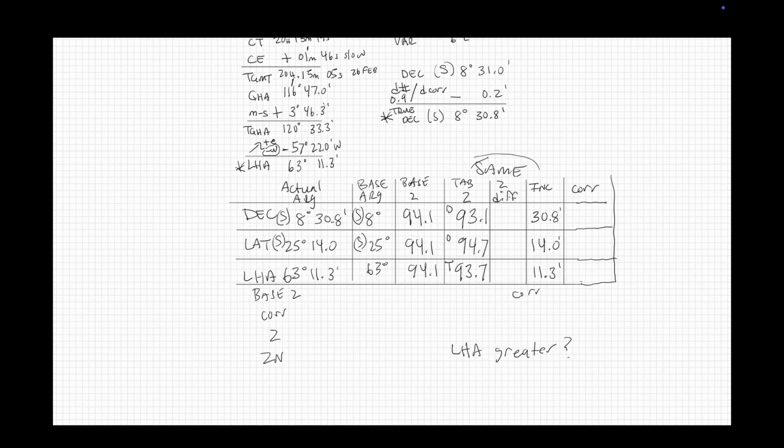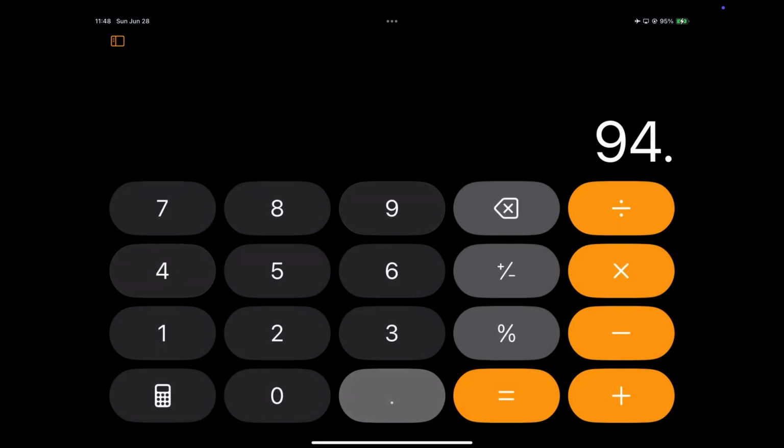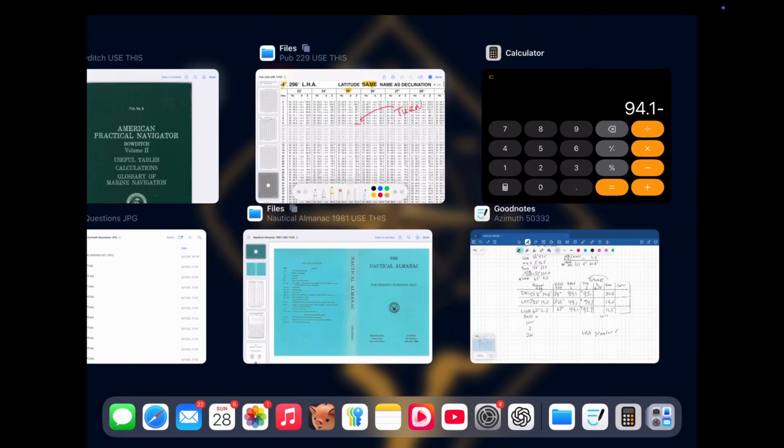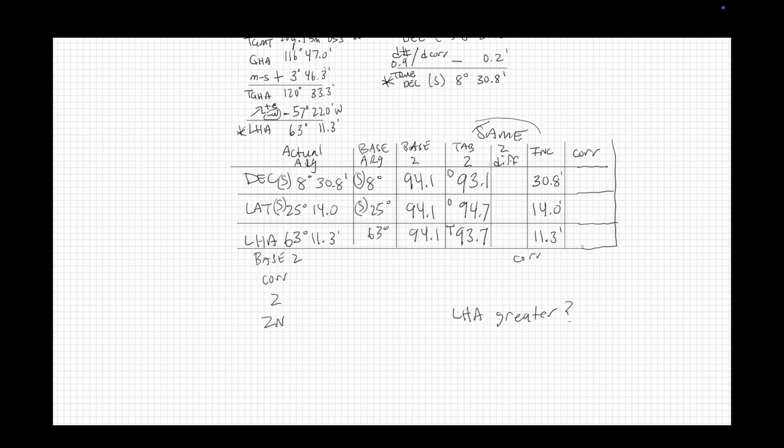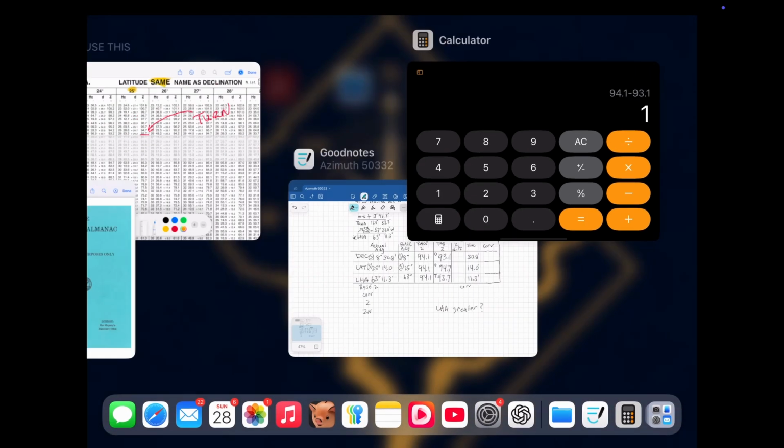All right, now we have the Z difference. Your base Z is higher here than your tab Z for here. So we're going to go 94.1 minus, that's the highest number, right? 93.1. That equals 1.